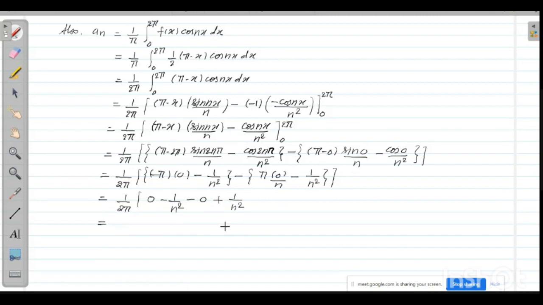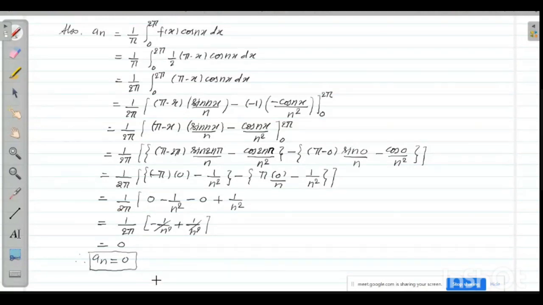So this is equal to what? 1 upon 2 pi, minus 1 by n square and plus 1 upon n square. So this and this are gone, so the whole thing will be 0. So from this we got a n equal to 0. From this you got a n equal to 0.